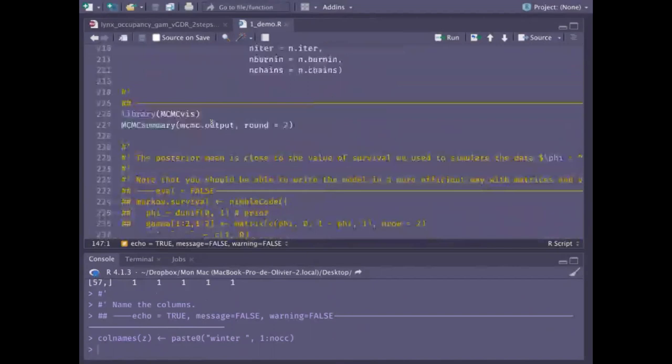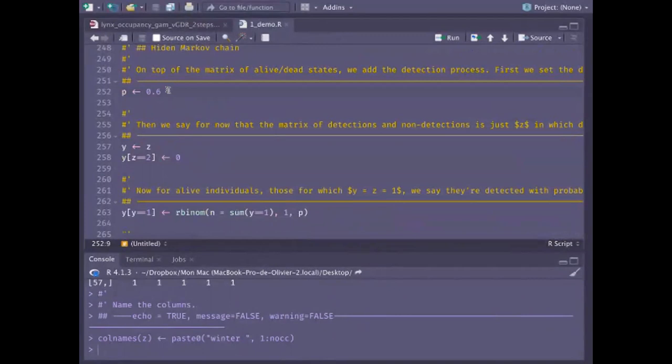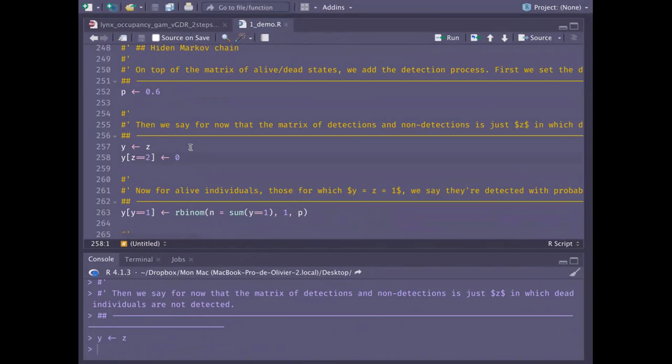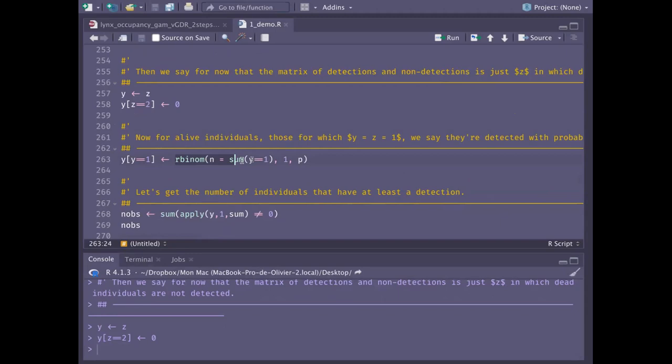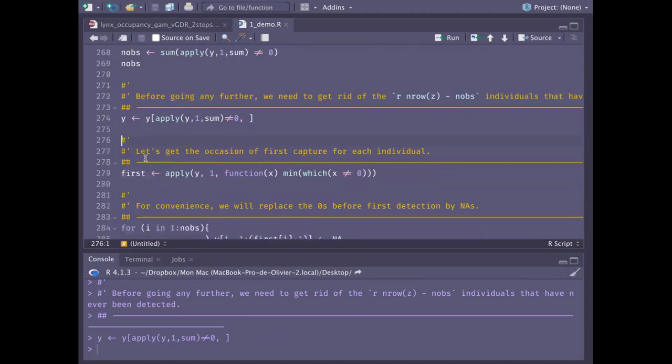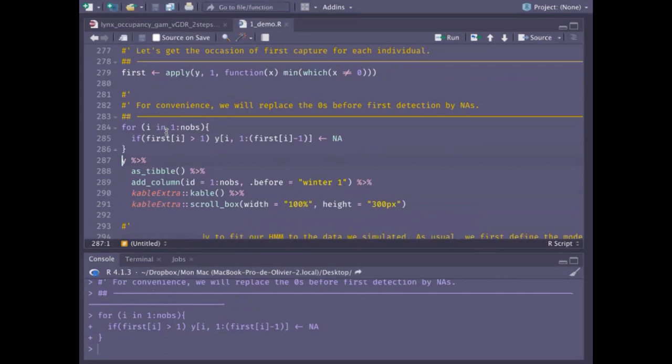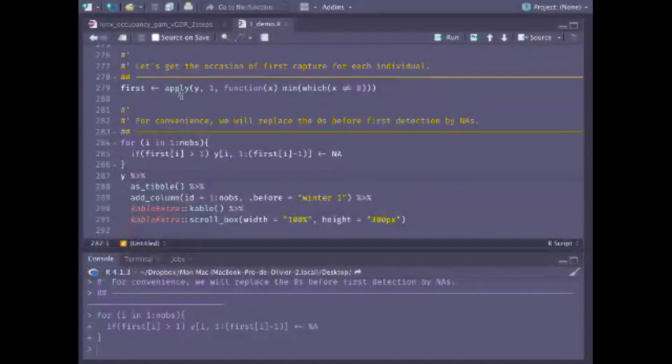Okay. Now HMM. So we define the probability of detection. Let's say it's 60%, and we replace all the deads by zeros. All dead individuals cannot be detected. For individuals that are alive, we apply the observation process and we say, okay, you observed or not with probability P. You don't need to worry about that. It's just a few lines I need to clean up the data, but that's how I simulate data.